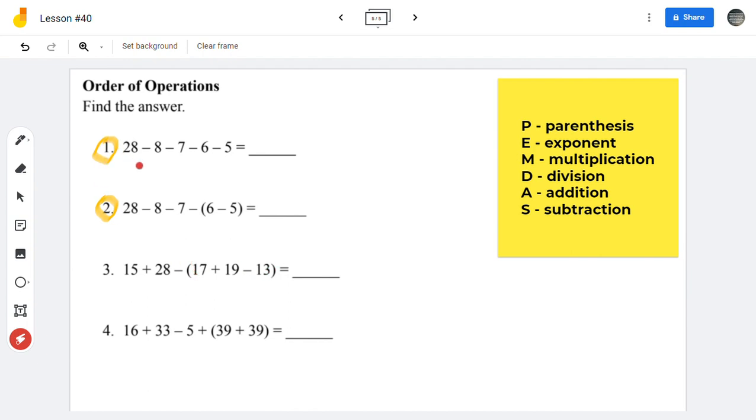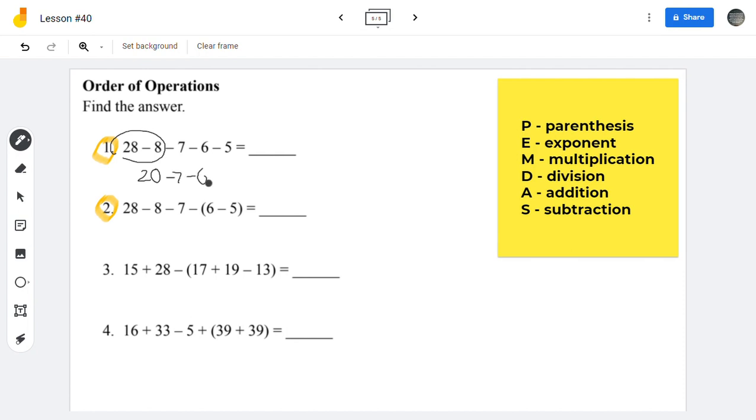So number 1 I'm going to go over. They're all subtraction. Now you're going to be wondering which subtraction we should go over first. It really doesn't matter. You should go from left to right generally. So you're going first to 28 minus 8, and you'll end up with 20.